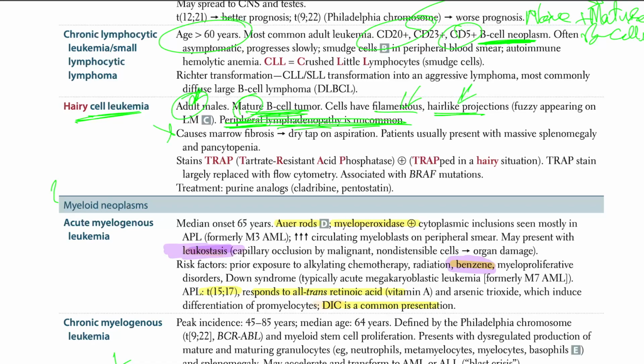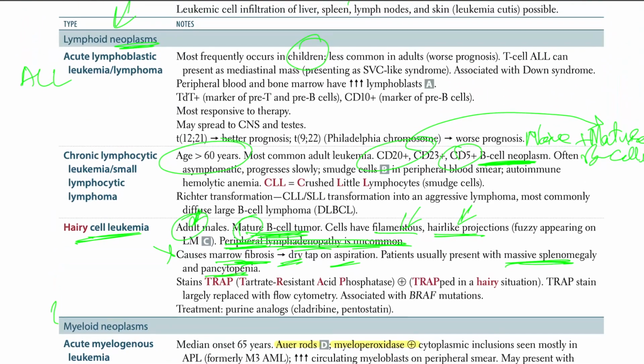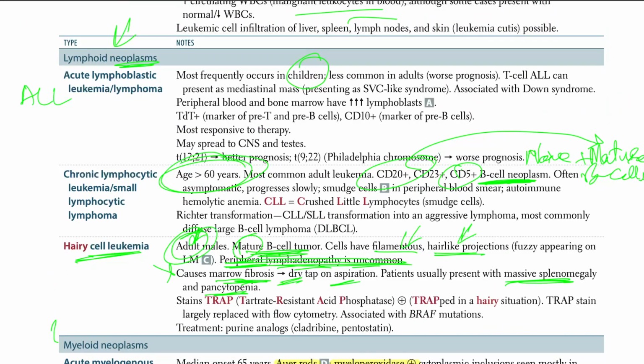This would cause marrow fibrosis. When the marrow is fibrosed and you do a bone marrow biopsy, there's a dry tap on aspiration because of the fibrosis of the marrow. The patient usually presents with massive splenomegaly and pancytopenia. So differentiating this adult versus this adult, here you have lymphadenopathy, here you don't have any lymphadenopathy. And most importantly, look at the cells. We see these filamentous, hairy-like projection cells.